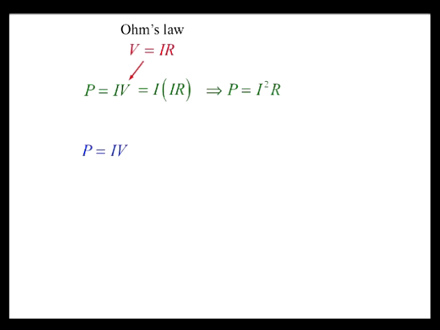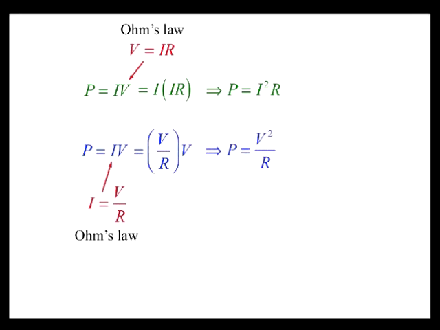We start by substituting V equals IR into P equals IV to get P equals I squared R, which allows us to calculate the power dissipated by a resistor if we know the current running through it. We could instead substitute I equals V divided by R, again just Ohm's law, to get P equals V squared divided by R, which allows us to calculate the power dissipated by a resistor if we know the voltage across it. We now have three expressions for the power: P equals I times V, P equals I squared R, and P equals V squared divided by R.